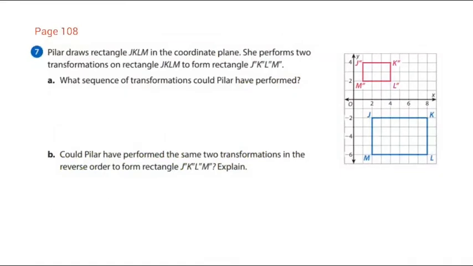It says, Pilar draws rectangle JKLM in the coordinate plane. She performs two transformations on the rectangle to get to the new one. What I'd like you to do is think about A and then B and see if your answer will work. I'm going to create a new poll. Created poll. This is on page 108. And the new poll is launched. It says, yes, I figured it out, or no, I'm stuck, for your possible responses to the poll.